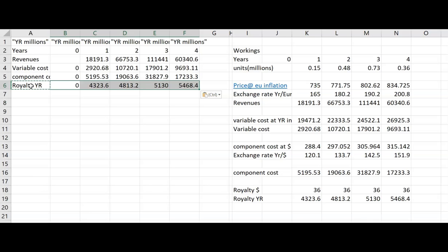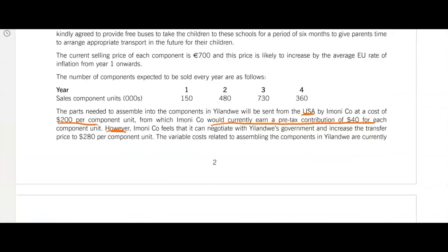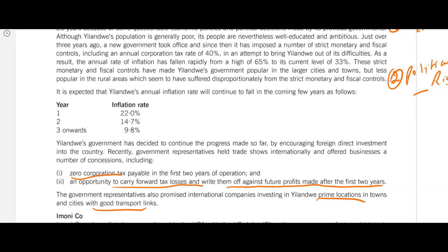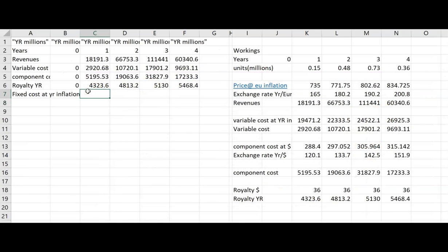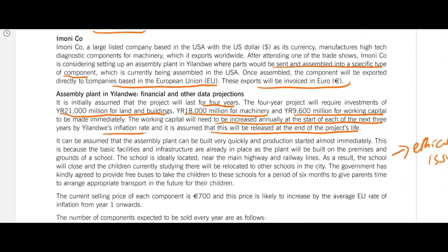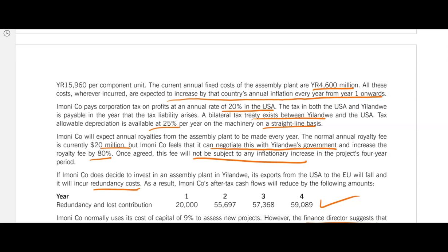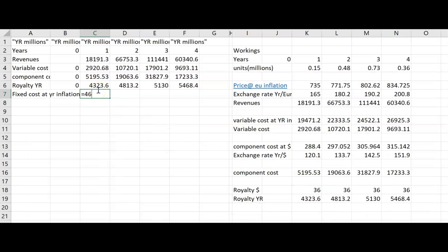Okay, we have calculated revenue, we have calculated variable cost, component cost, royalty. I think fixed cost is there. Fixed cost. And obviously it will also increase with inflation. And every year it will increase with the inflation of 22, 14.7, and 9.8. And what about the fixed cost? Fixed cost was 4,600.